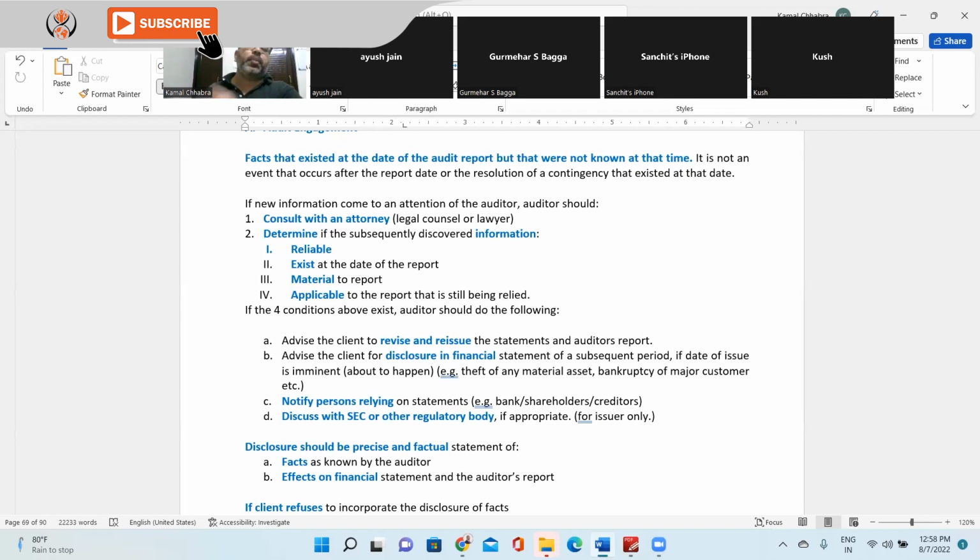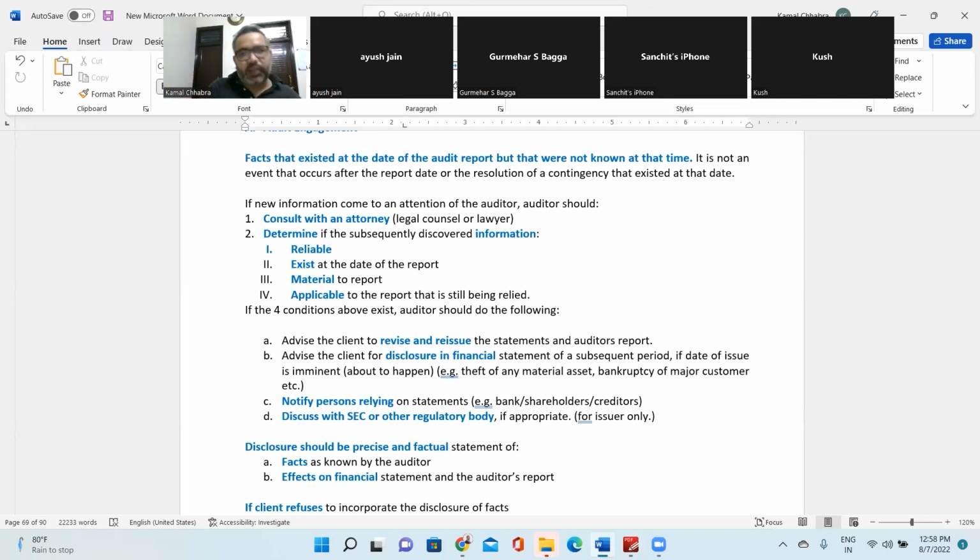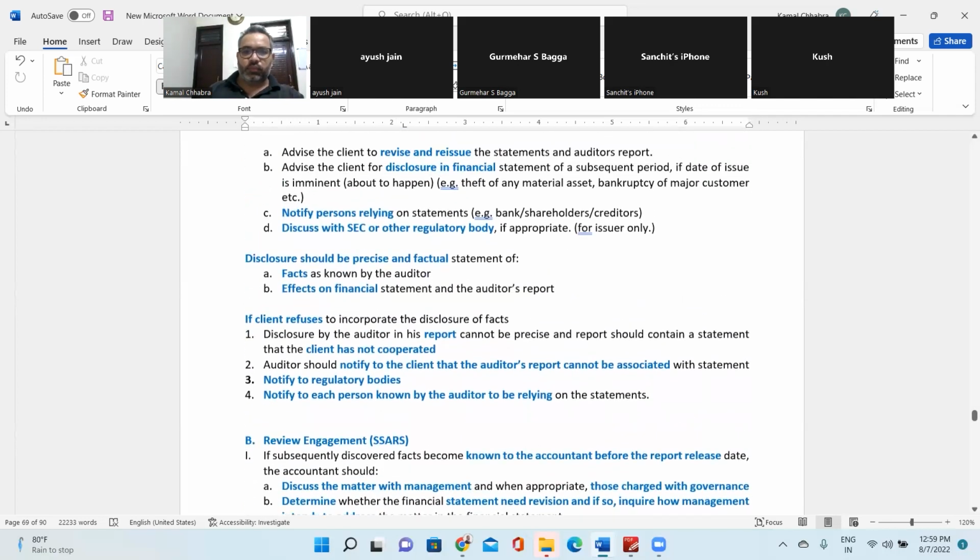In that scenario, you'll be requesting the management to revise the financial statement and change the audit report. And wherever the parties are relying on your financial statement, which you have signed earlier, it's your responsibility to communicate to them that this is a subsequently discovered fact and we are revising the statement. Please do not rely on the earlier statement. And in case of a listed company, you need to consult with the SEC for the revision of the 10-K requirement. Okay. Right? Make sense, everyone? Sanchit, Kush? Okay.